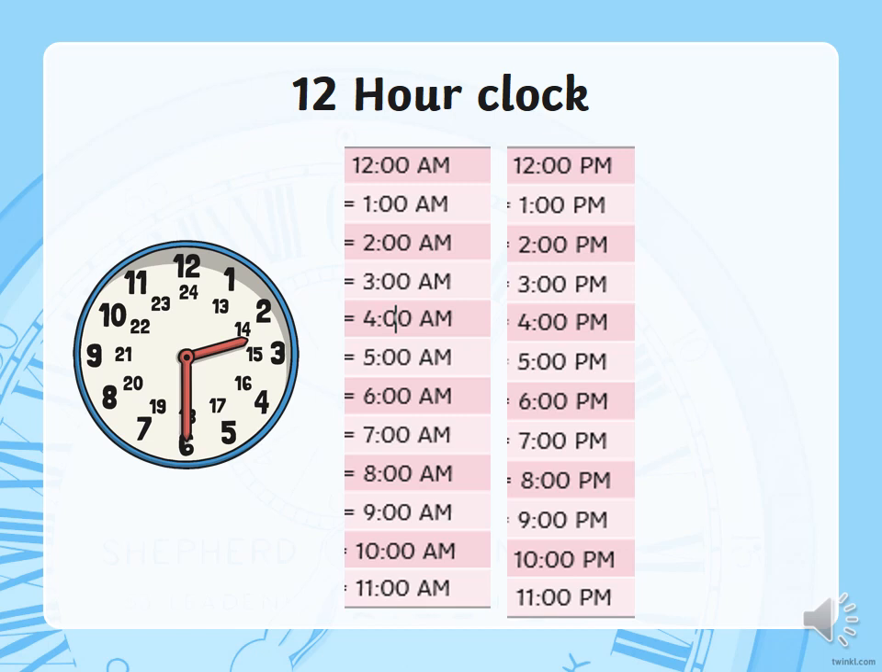And then when you come to your lunchtime, this is when you're in school, we start to refer to that as PM. So 12 PM, 1 PM, 2 PM, so on and so forth, and it goes all the way back up to your sleep time when it's 11 PM again.